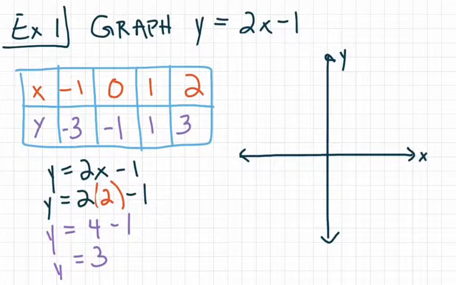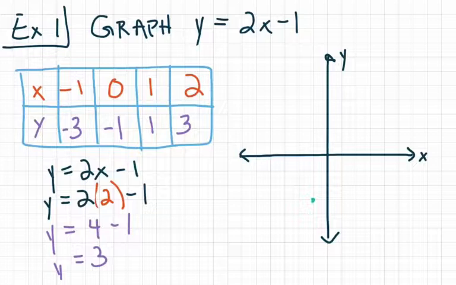So now what we're going to do, we're going to go ahead and plot these 4 points. Our first point that we're going to plot is going to be based on this order pair here, which is negative 1, negative 3. So when I plot that point, my x value tells me to go left or right. So I go left 1 from the origin. My y value tells me to go up or down. So I go down 3. So left 1, down 3, puts me right about here.